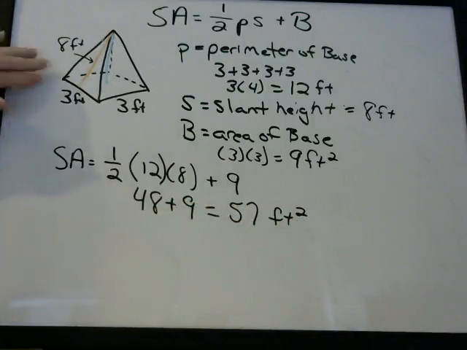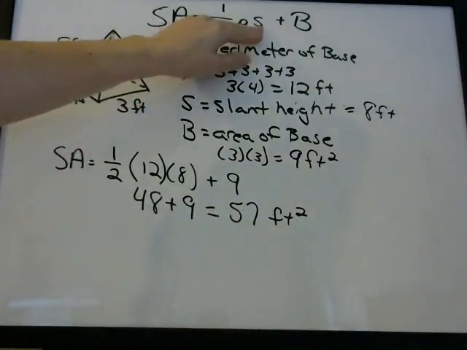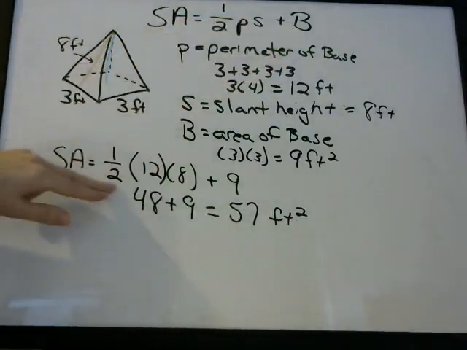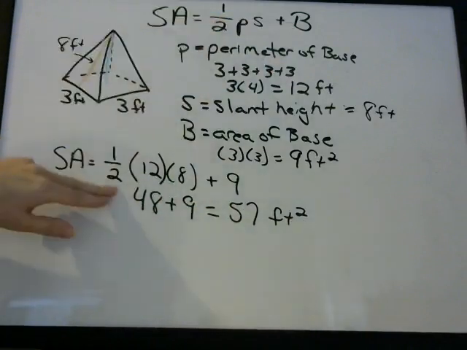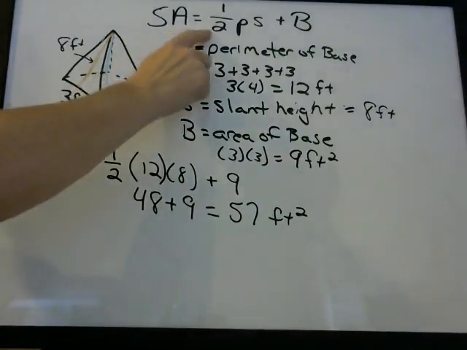So if you were given this pyramid and asked to find the surface area, this is how you would do it. You just figure out what is P, what is S, what is B, and then just plug those numbers into the formula. It is also important to remember what we are doing here in this formula, so you can manipulate this if you're given something a little bit more challenging.